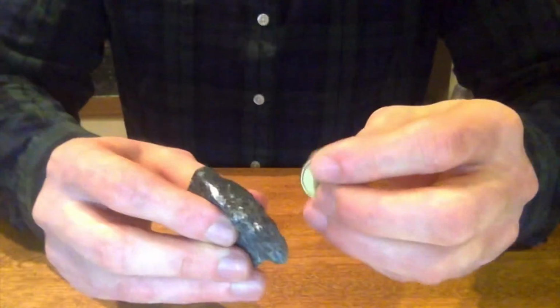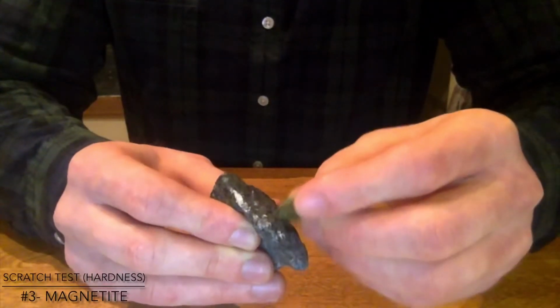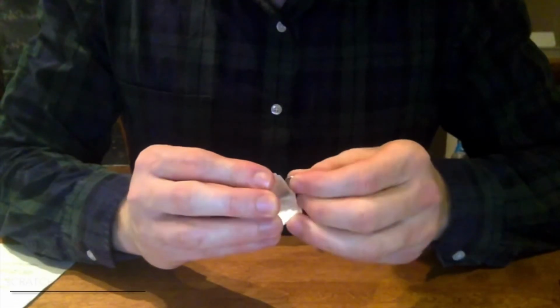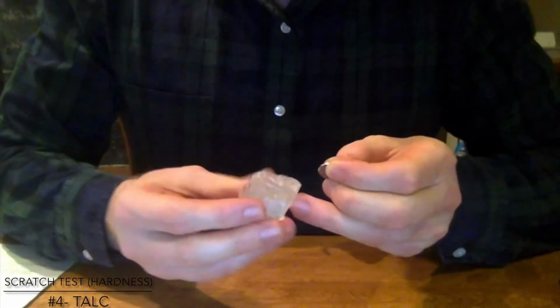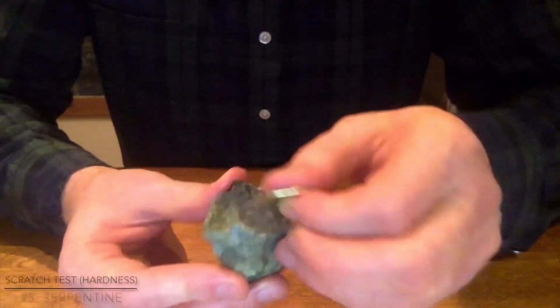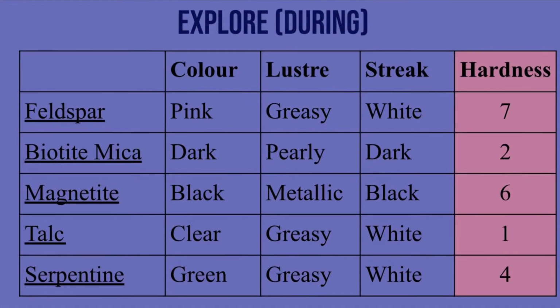Using the washer or the loonie, scratch the minerals until they leave a scratch mark. Magnetite has a score of 6 on the scale, whereas talc has a score of 1. And serpentine has a score of 4. At this point, this is what their table should look like.